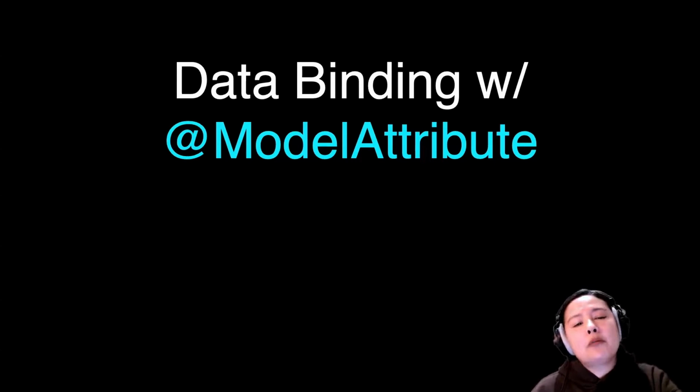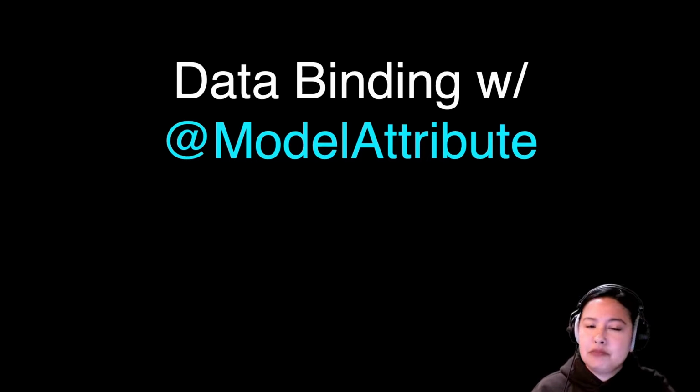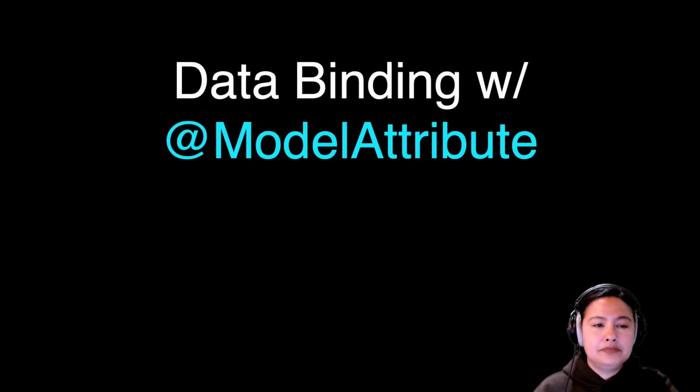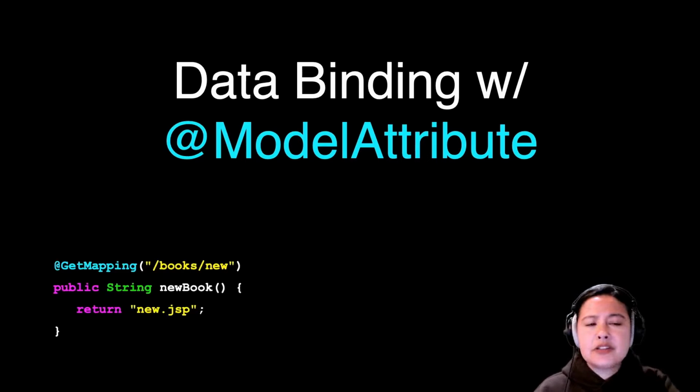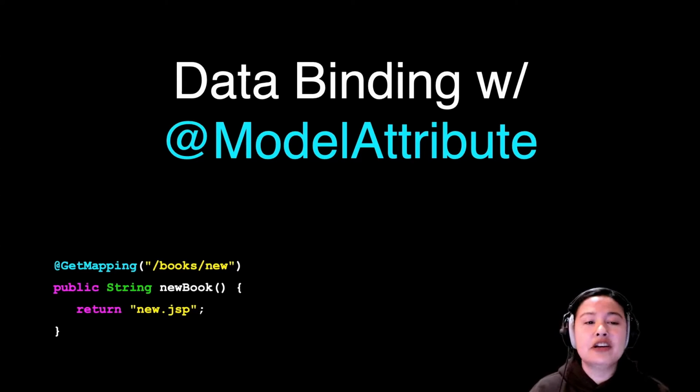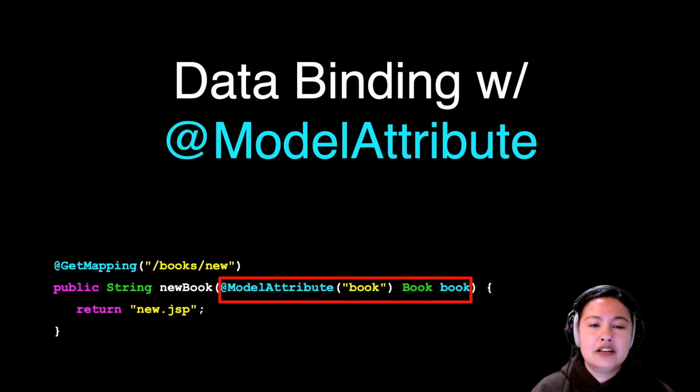In order for a book object to be made with all the form data, we have to pass in an empty book object to the view model. In other words, to the new.jsp file. To do this, when there is a request to render the new page, we can use the @ModelAttribute annotation with a new parameter to create an empty object.